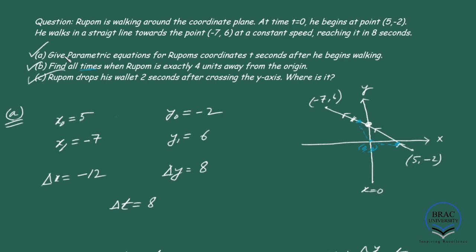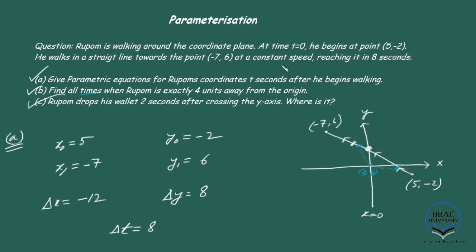I plug in a certain time that gives me the exact location of Rupam at that time, and I know that is where he drops his wallet. I figured out the coordinate point for his wallet at that time. So that's great. Everything checks out, and we have discussed the parameterization, and we solved this problem.